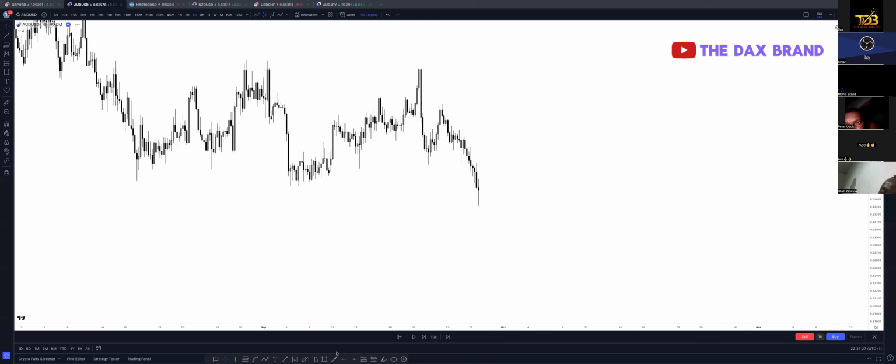Now you can see what happened here. You can see there was a sweep of this low, of the previous high, a sweep, a break of structure, right? And then obviously we all know what this is. This is actually our setup. This is what we want to see every time, and this becomes our structural liquidity.